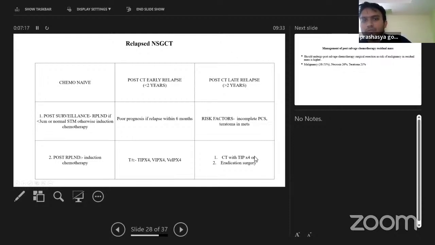Post-chemotherapy relapse can be of two types. It can be early or late, based on whether it occurs less than 2 years or greater than 2 years later. It is associated with a poor prognosis if the relapse is within 6 months. The treatment is usually chemotherapy with 4 cycles of either TIP or VIP. The risk factors for a late relapse include incomplete primary post-chemotherapy surgery or presence of a teratoma in the mediastinum. The management of a post-chemotherapy late relapse is chemotherapy with TIP or an eradication surgery if the disease seems to be resectable.